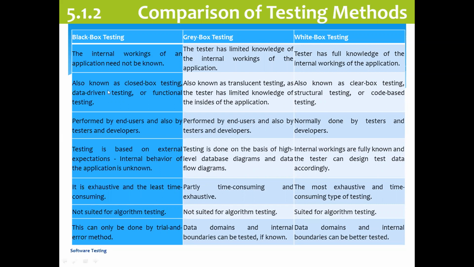Next, also known as closed box. So these are a few different names. Black box testing is also called, or the alternative names of black box testing are closed box, data driven testing, functional testing, behavioral testing, any name you can tell. The different names of white box are clear box, structural testing, code based testing. These are alternative names. Second difference.